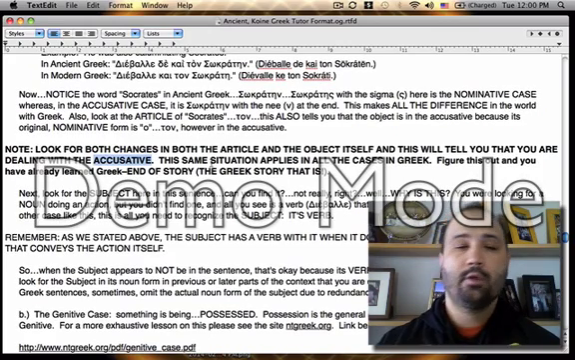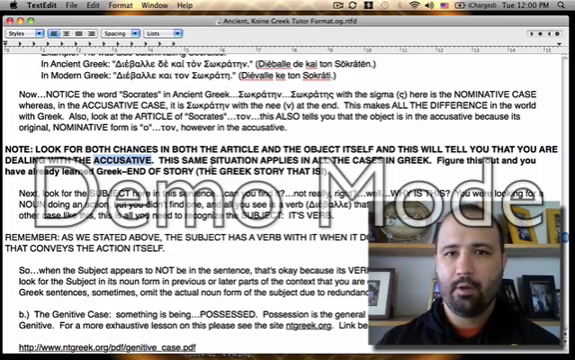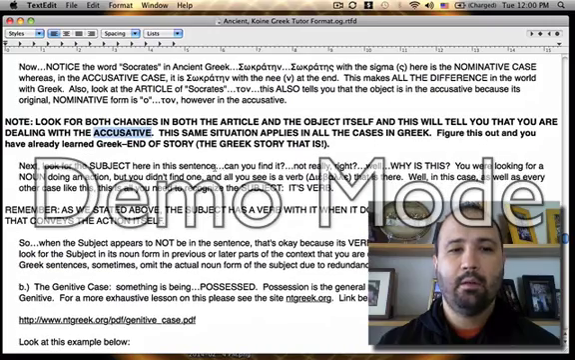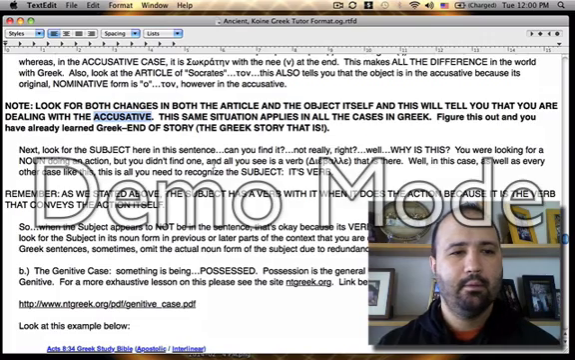Of course it's the object. This same situation applies in all the cases in Greek. Figure this out and you have already learned Greek for the most part. End of story. The Greek story.